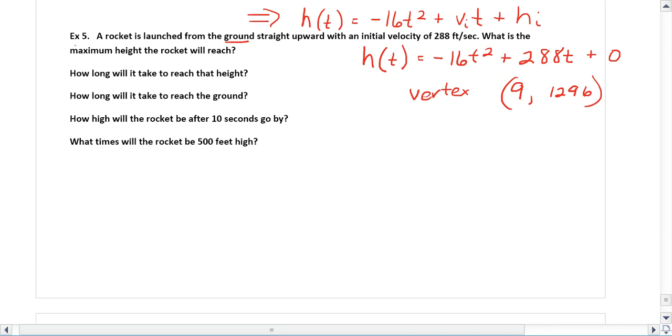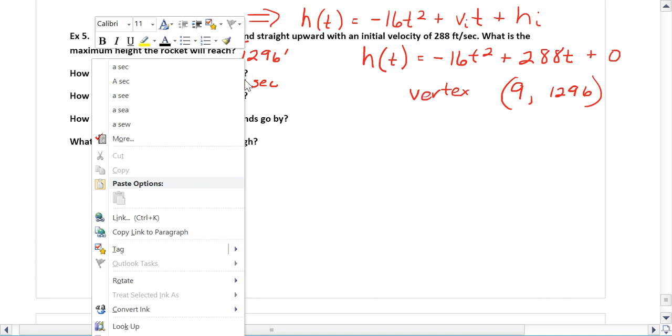What is the maximum height that the rocket will reach? Well, that's the top of the parabola, 1296 feet. How long will it take to reach that height? 9 seconds. 9 seconds, the time is the independent.